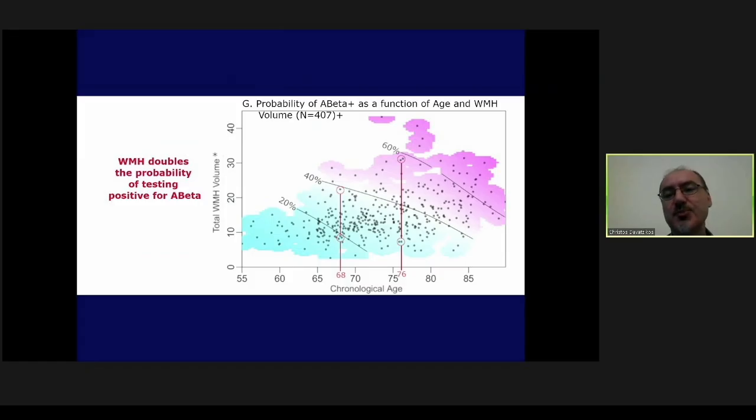One of the most interesting and provocative findings has been that white matter hyperintensities double the probability of testing amyloid positive, which is very interesting, of course, because oftentimes these two are considered as different pathways towards dementia, oftentimes synergistically contributing. But here we see that there's an association between them.